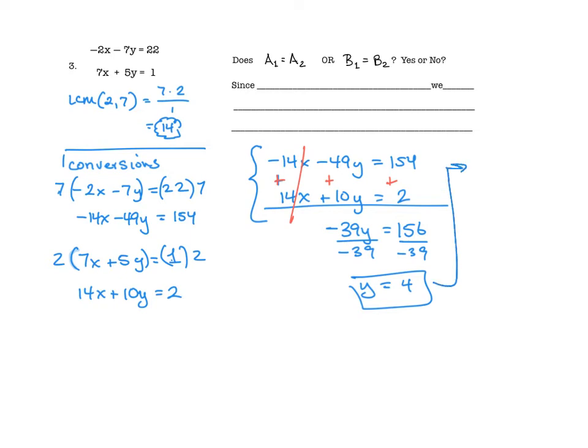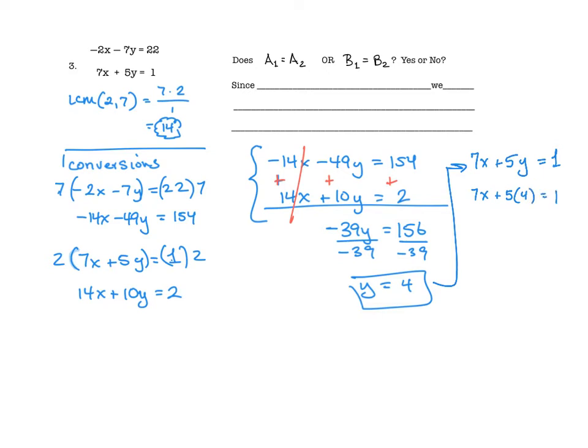Does it matter which one you pick? The answer to that is absolutely not. Pick one of them, it will work in both. So 7x plus 5y equals 1. Now wherever I see a y, because I solved for y, I place a 4. So 7x plus 5 times 4 equals 1.